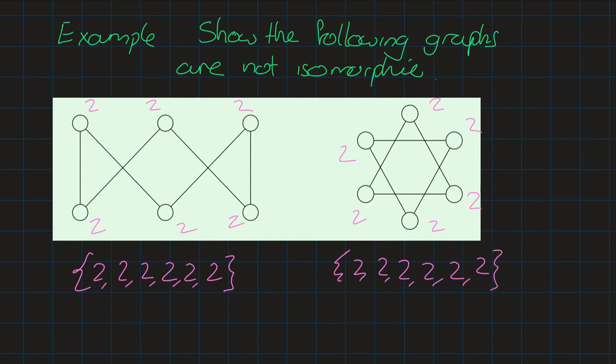So they actually have the same degree sequence. But that's not sufficient to conclude that they're isomorphic. Just because they have the same degree sequence does not mean that they have to be isomorphic. The implication doesn't work that way. It's just if they have a different degree sequence, then they're not isomorphic. So how can I show that these things are not isomorphic?